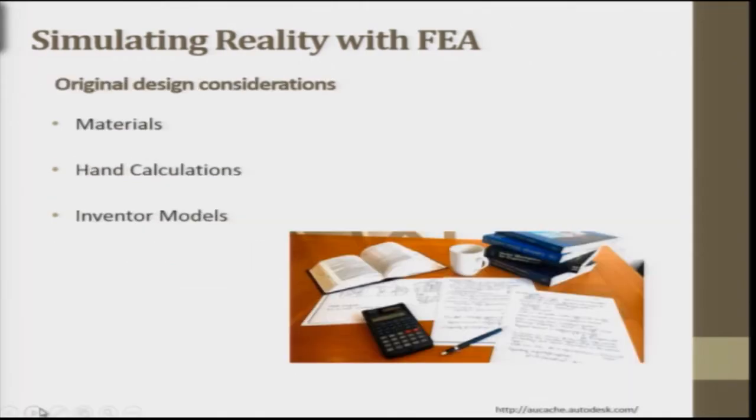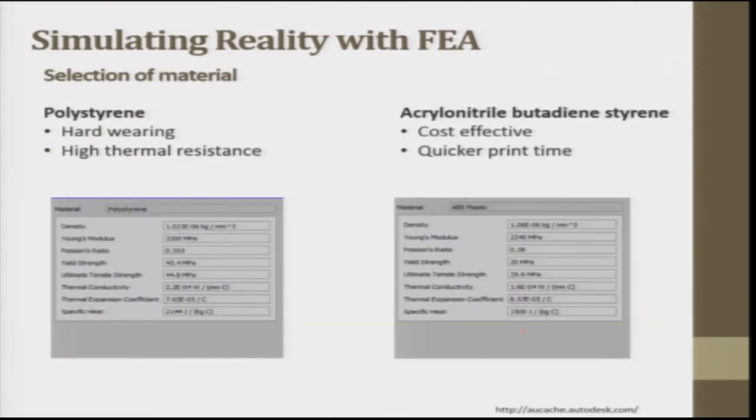Original design considerations. What original design considerations are there? Originally, the person has to have knowledge of materials, has to do hand calculations, and Inventor models have to be carried out. But here we are simulating reality with computer software, which is the Autodesk software. Specifically, we have used Fusion 360 software to develop this modeling, and some of the slide content is taken from the Autodesk website only.